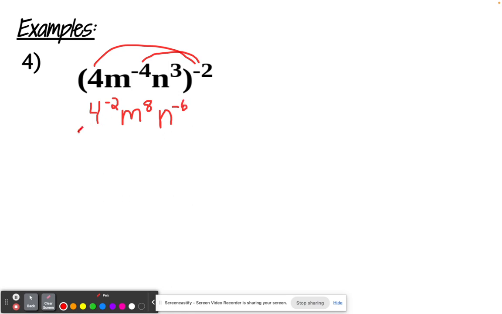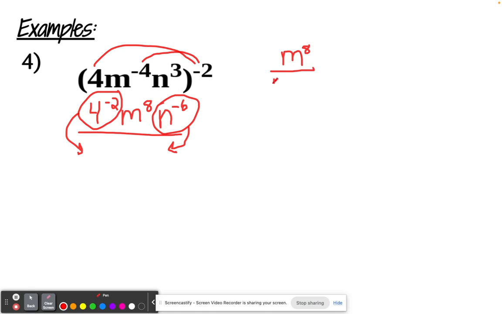I'm going to end up with a couple things I'm going to move downstairs. I'm going to move my 4 to the negative 2 downstairs. It will become 4 to the second power. Then I'm going to move my n to the negative 6 downstairs, and it will become n to the 6th power once it goes downstairs. My m is going to stay where it's at. I have m to the 8th power over 4 to the positive 2 power now, second power, and n to the positive 6.